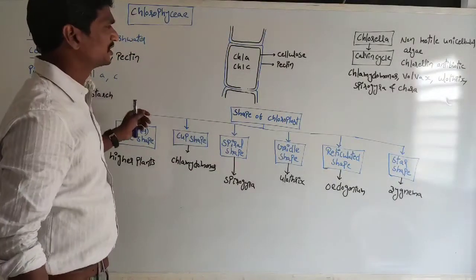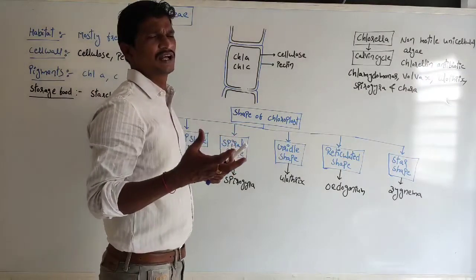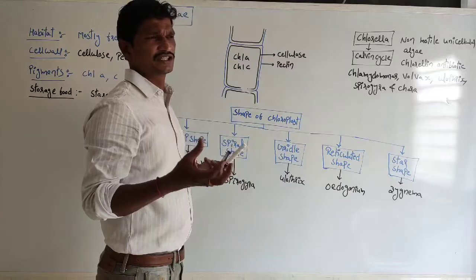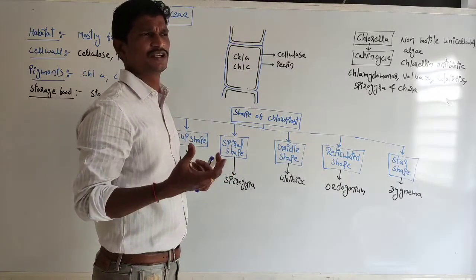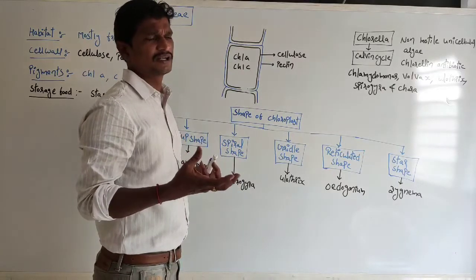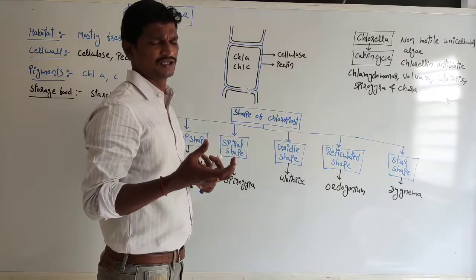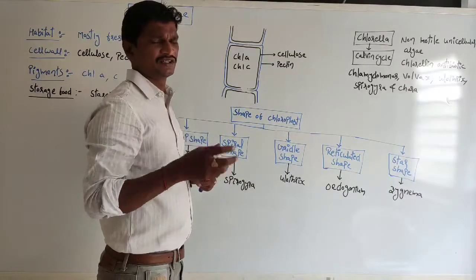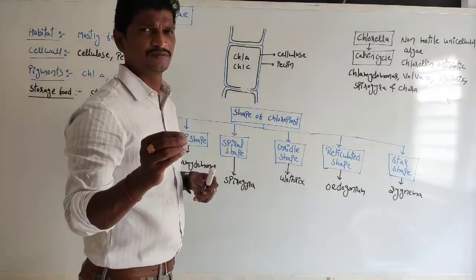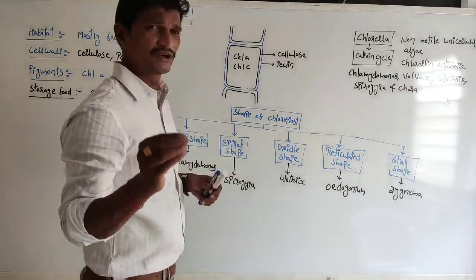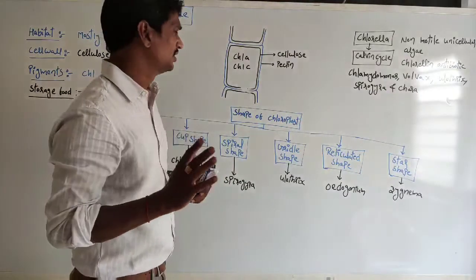The storage food material is starch. We know that in the center of the chloroplast there are specialized structures called pyrenoids. The outermost layer of the pyrenoid is made up of protein, and the center part is involved in the storage of food material, which is nothing but starch.